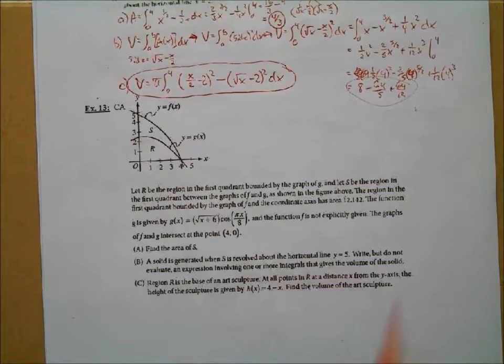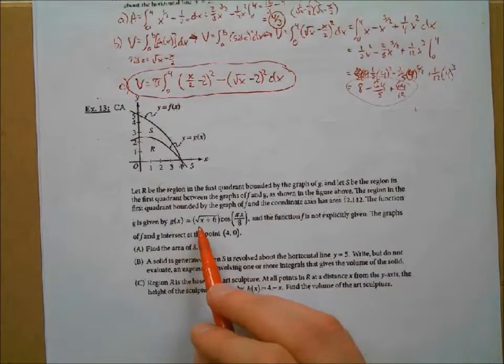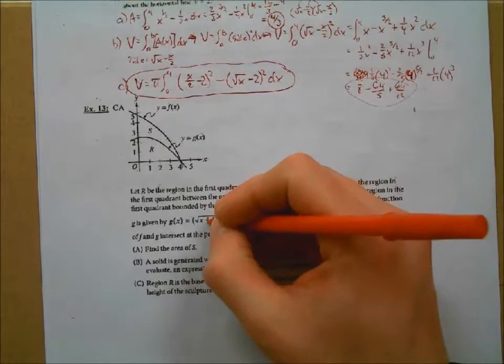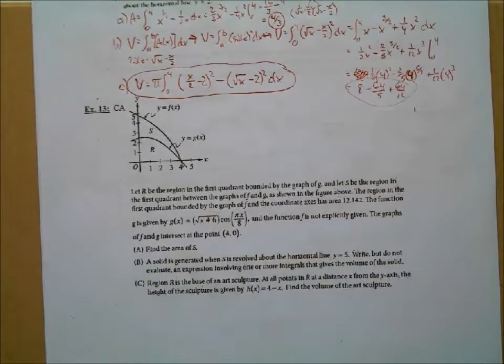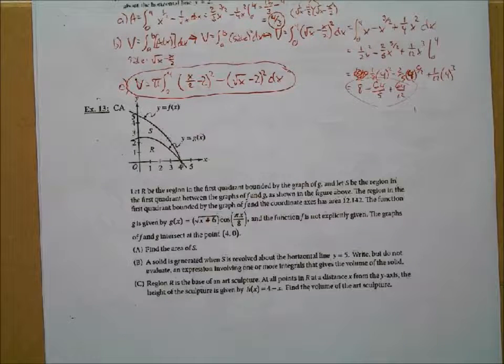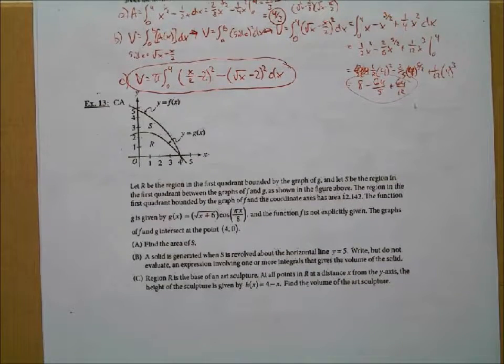The function g is given by g of x equals root of x plus 6, times the cosine of pi x over 8. The function f is not explicitly given. The graphs of f and g intersect at the point (4, 0), for certain. So letter A says to find the area of S.